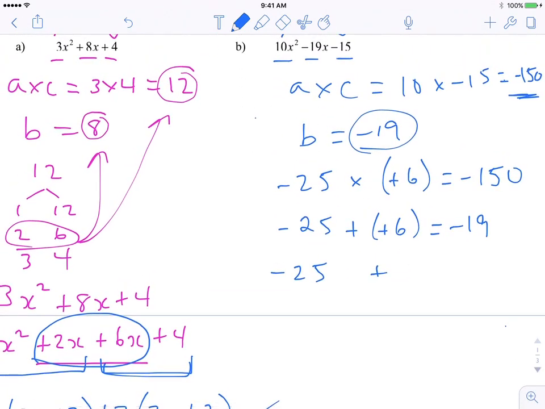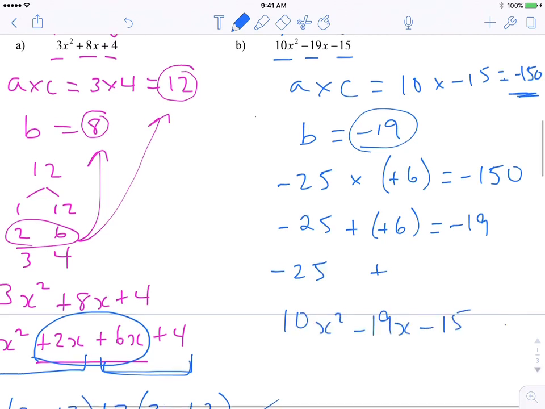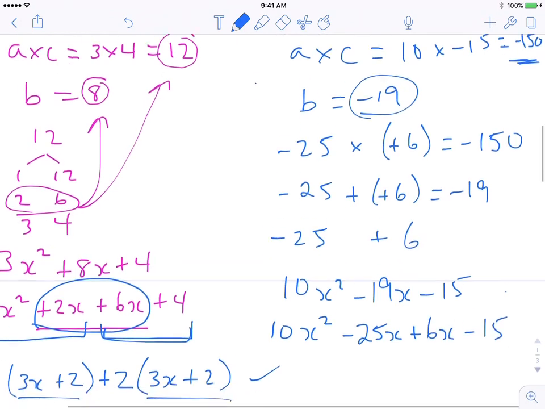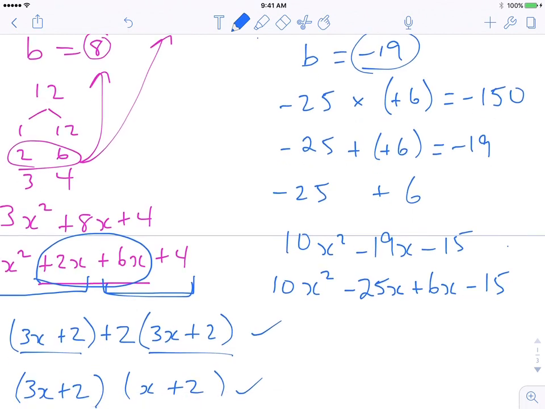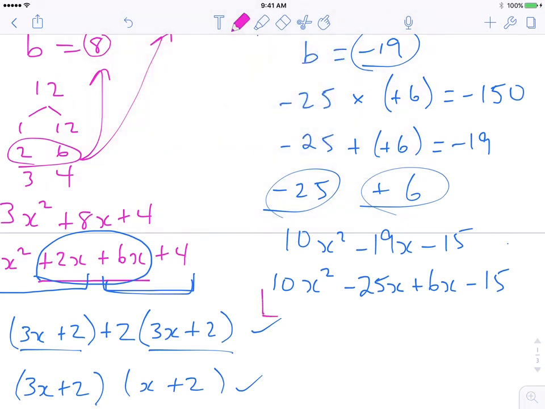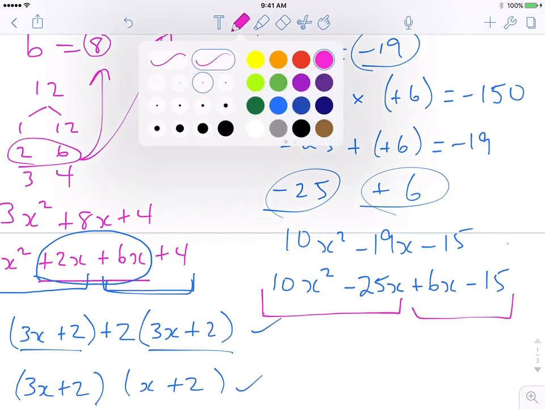So we're going to rewrite 10x squared minus 19x minus 15, but we're breaking down the middle term. The negative 19 will no longer be negative 19. It'll rather be negative 25x plus 6x minus 15. So all we've done is broken down that middle term using the negative 25 and a positive 6. And then we're going to look at the first two and the second two binomials, and we're going to do what we call factor by grouping.